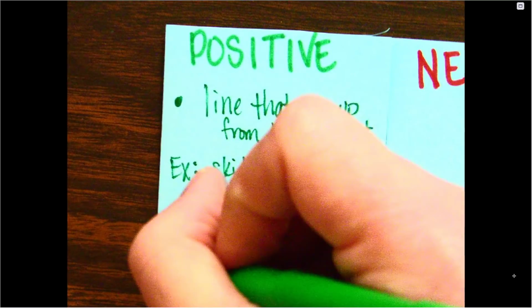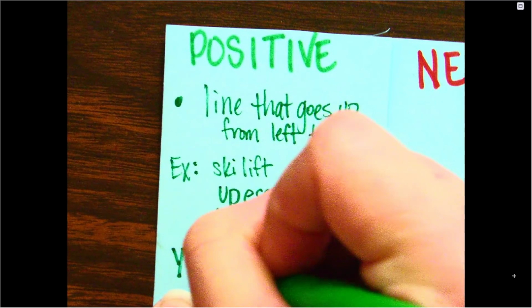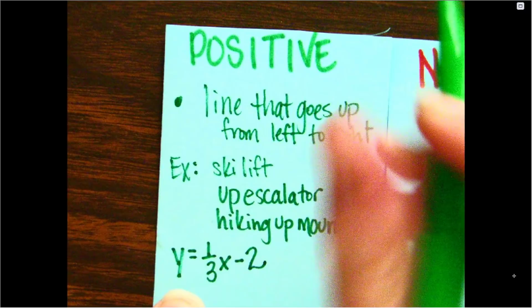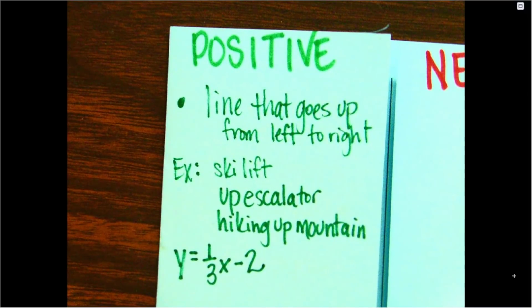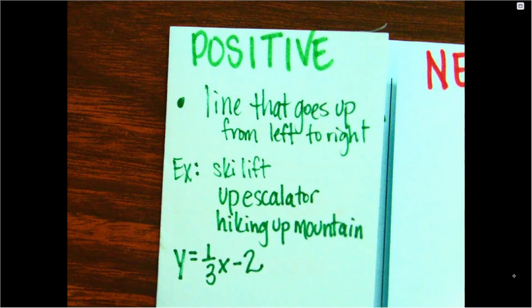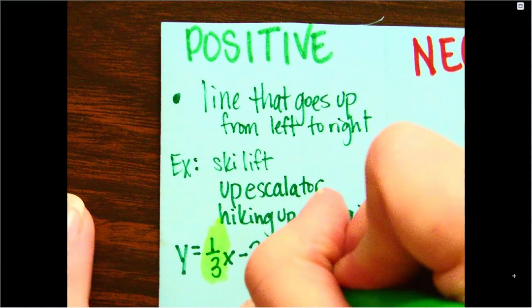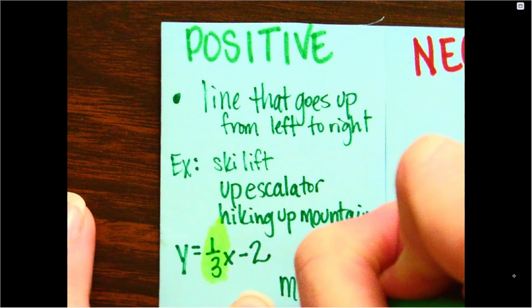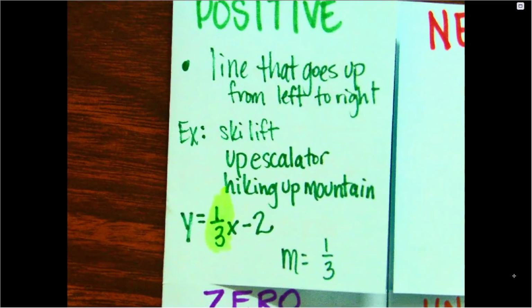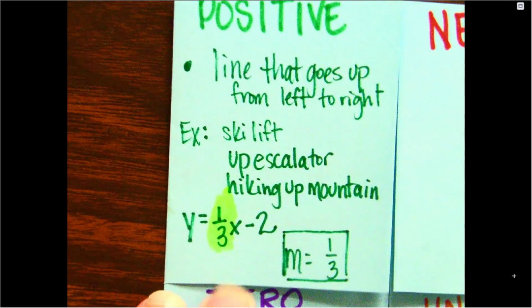Now, if we're talking about an equation, y equals 1/3 x minus 2. Slope is the coefficient. So that is going to be, I've got to find my highlighter here, 1/3. Just the 1/3 is my slope. And that is positive. And our variable that we use for slope is m. So m equals 1/3 is my slope for this particular equation.